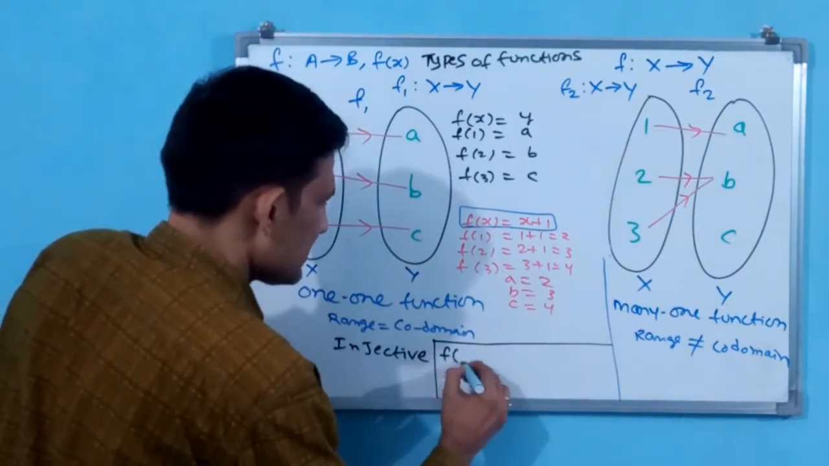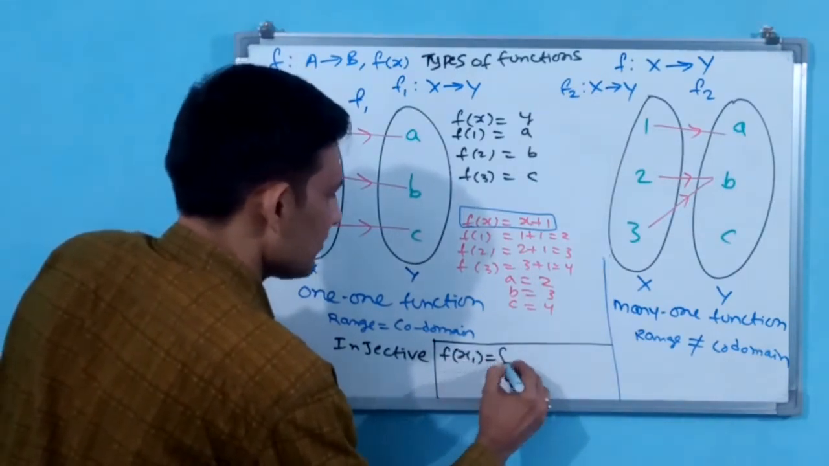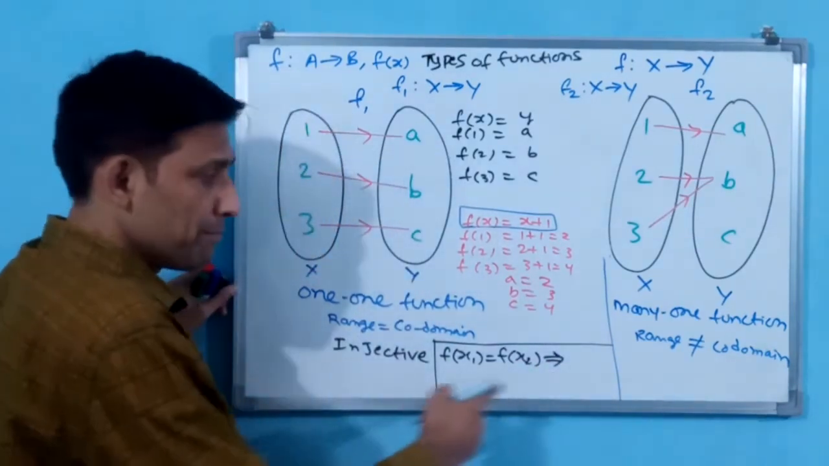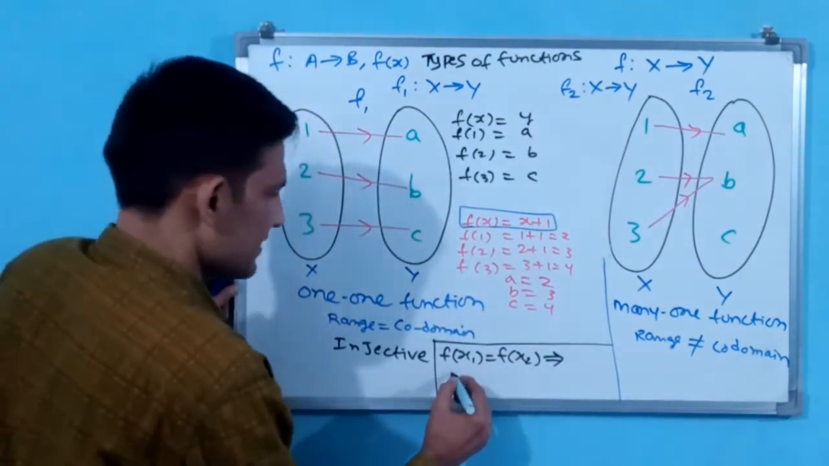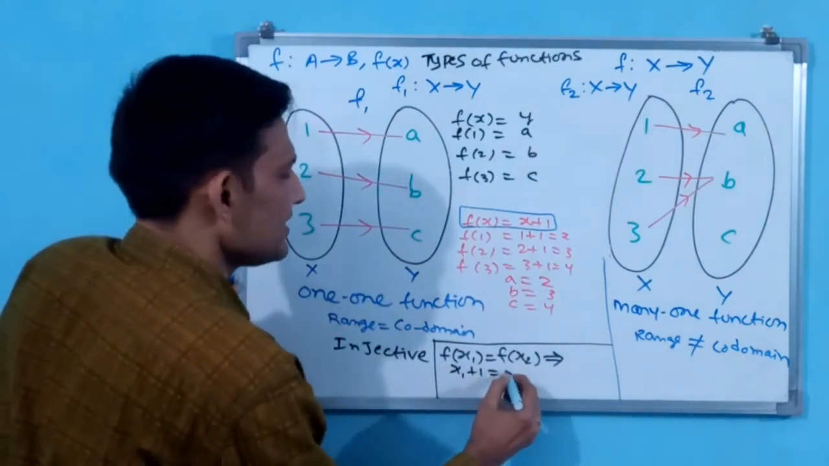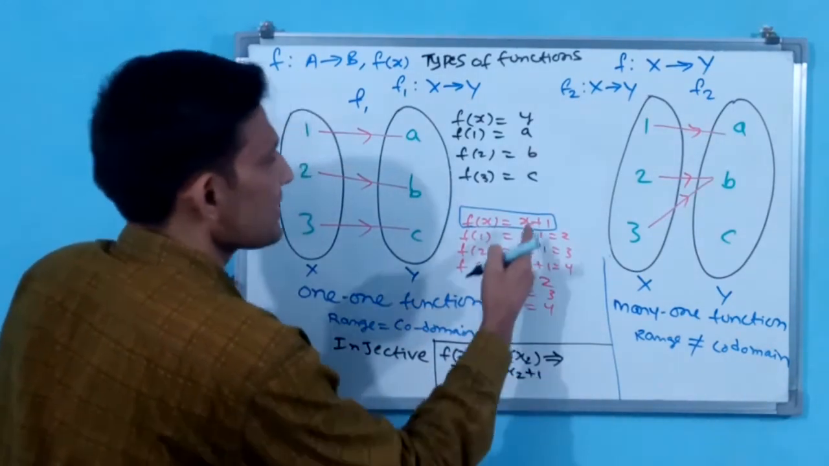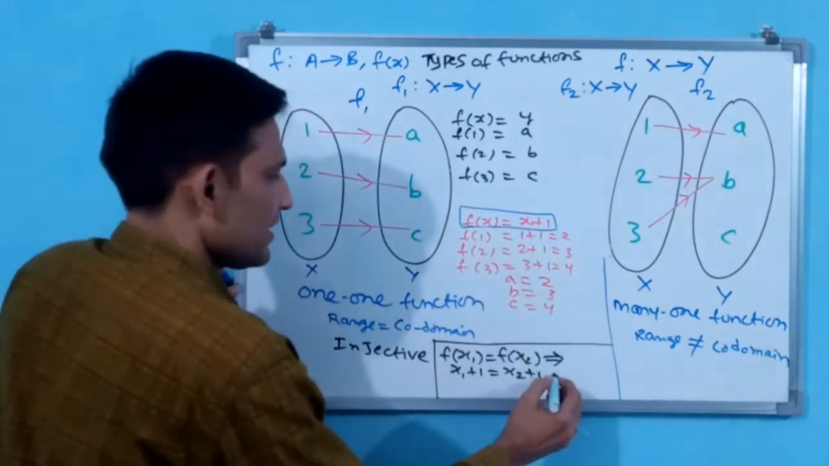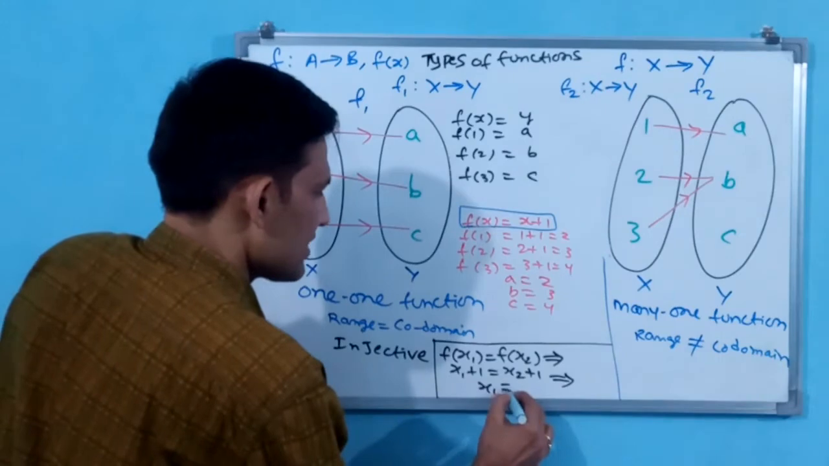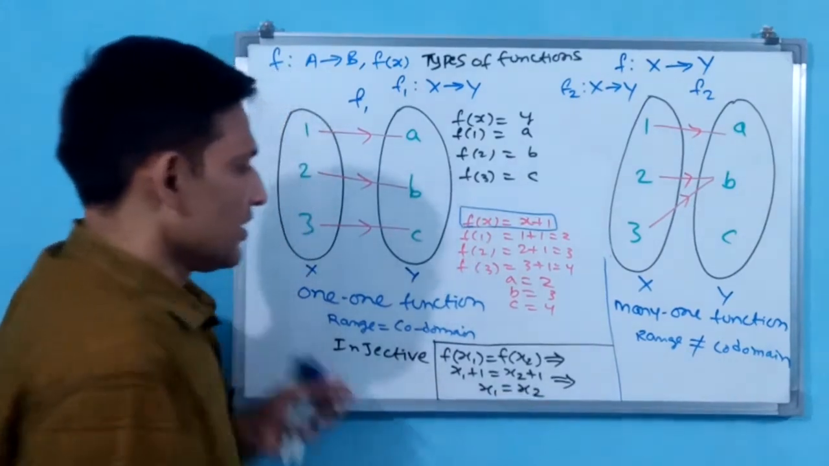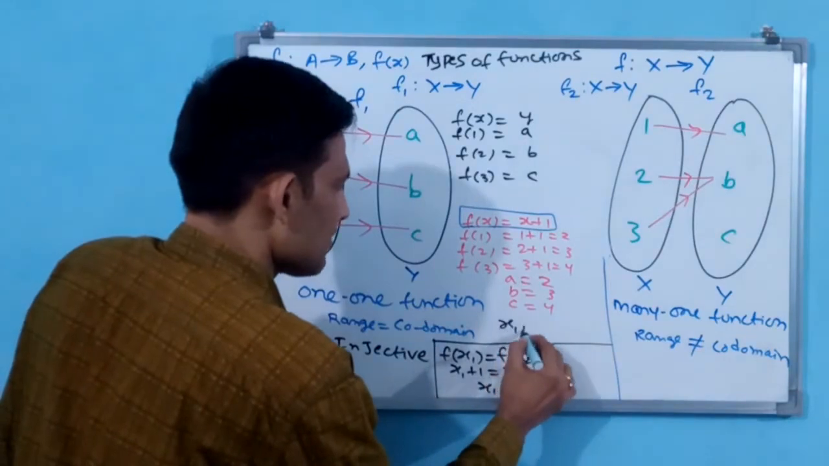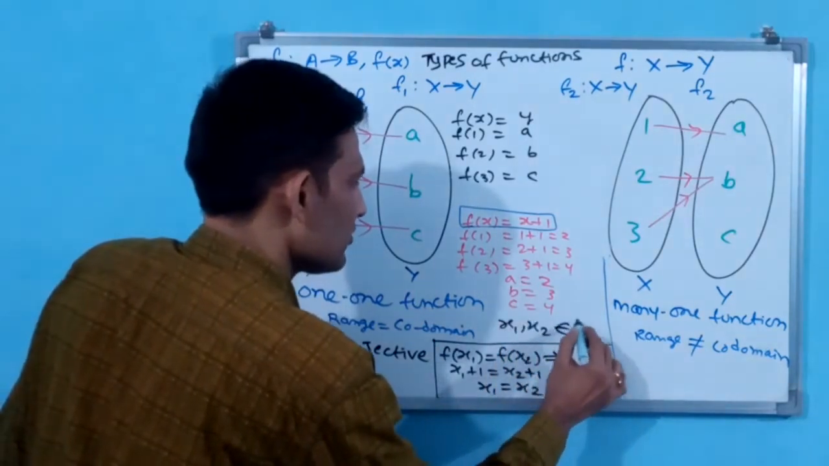f of x1 is equal to f of x2 implies, this you have to write, implies x1 plus 1 is equal to x2 plus 1. Why? Because the function is x plus 1. Implies you have to write x1 is equal to x2. This you have to write, and finally you have to write x1, x2 belongs to capital X.